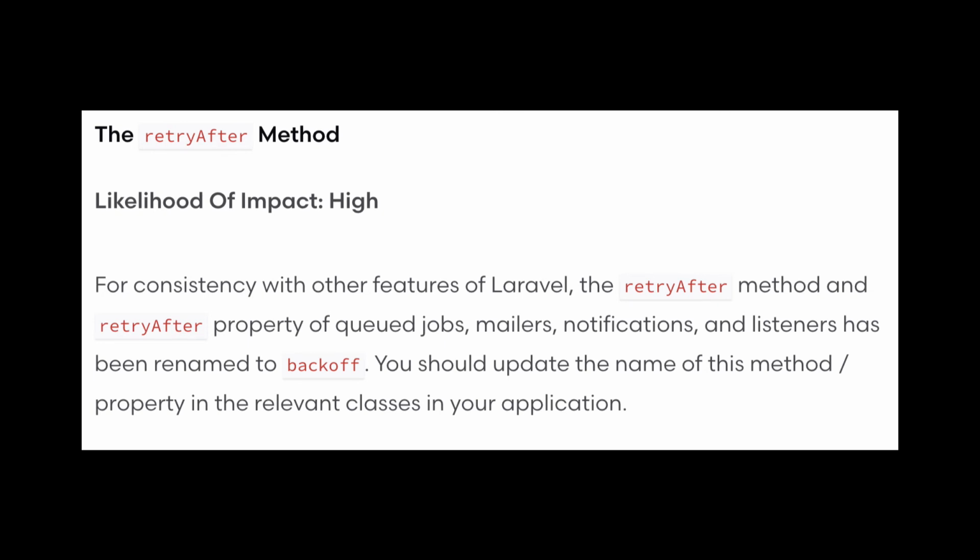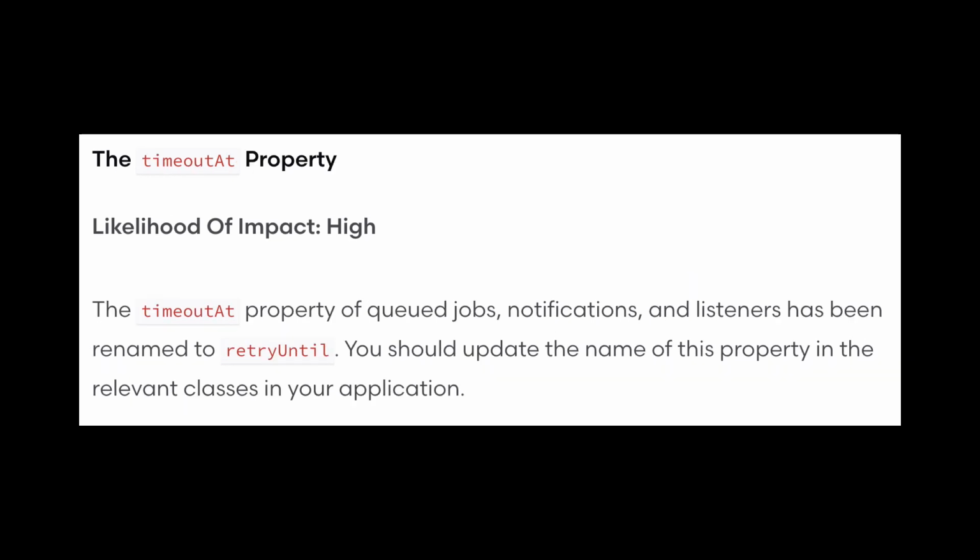The first is that the retry after method for any queueable jobs or mailers or notifications has been renamed to backoff. And we're going to have to manually update those, but we can easily just search for retry after and clean up those as we find them. The timeout property for queued jobs, notifications, and listeners has also been renamed. It's been renamed to retry until. It's another of these things we can just quickly do a search and replace.